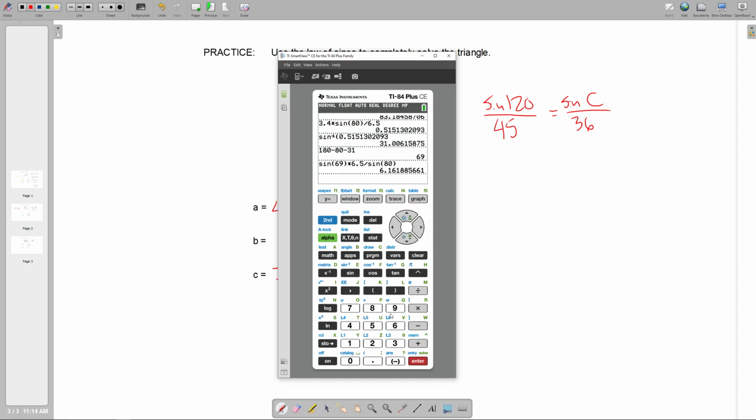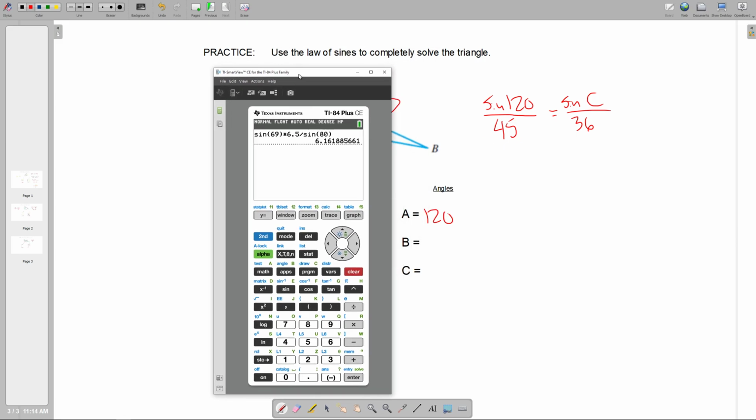To type that in the calculator, multiply both sides by 36. 36 times the sine of 120. Hey, that's on the unit circle. Divided by 45 is 0.6928, and I'll take the inverse sine of that. So again, I'll write it out so you can see it. The sine of C, wait a minute, that's not going to work. What did I type in wrong?